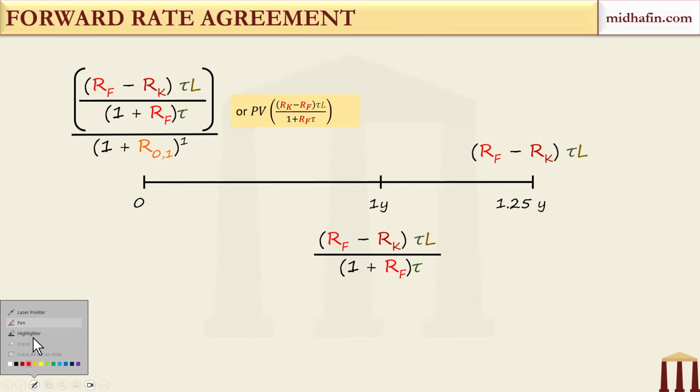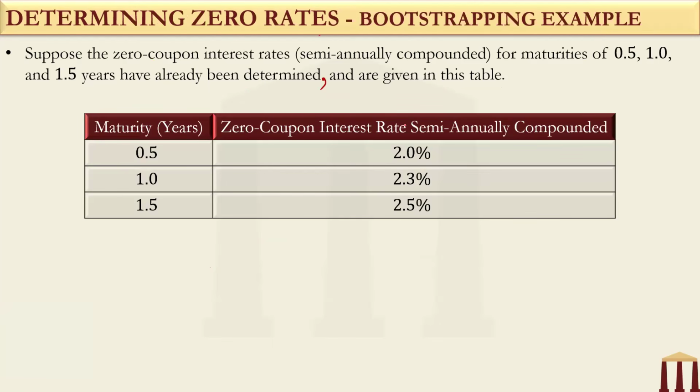Okay, fine. Let's continue. One more part is left. That is bootstrapping. And then one theory section is there, which we'll discuss quickly. So I think 5 to 6 more minutes now. So let's say the zero coupon interest rates are given in the table.